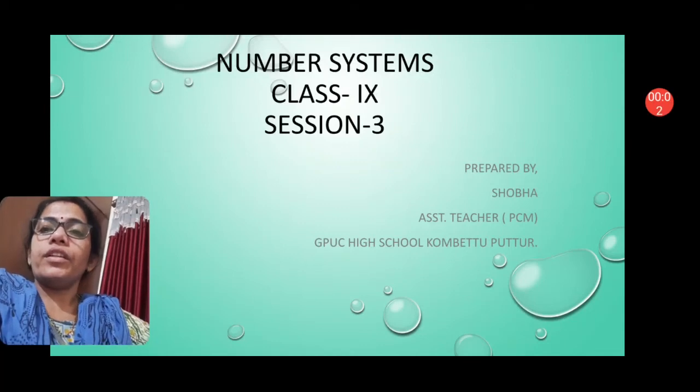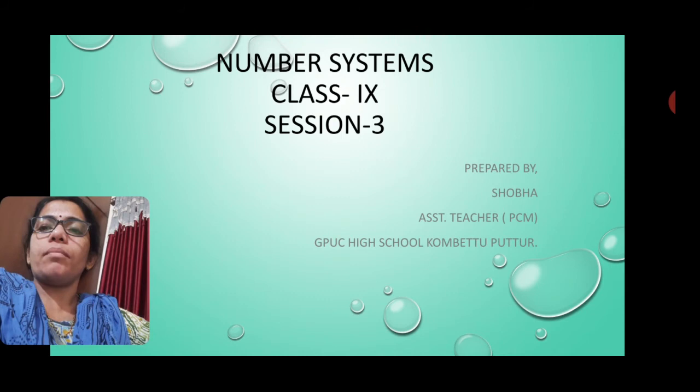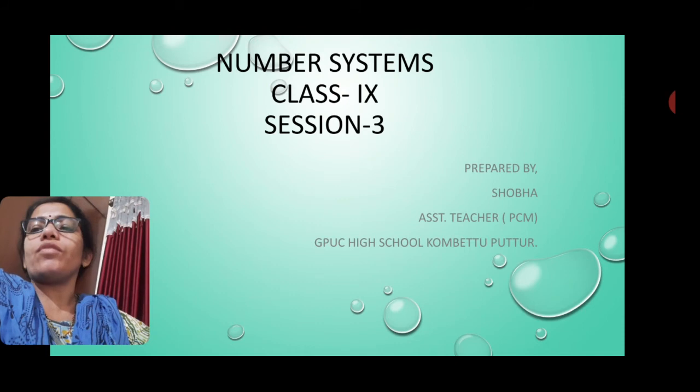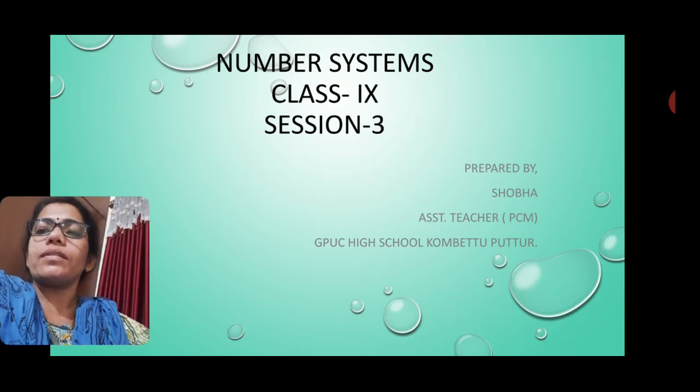Dear children, welcome to chapter Number Systems, session 3. In this video, we shall see how to express a real number in p by q form by solving some problems, and then to find an irrational number between any two rational numbers, and also classify the given list of real numbers into rational and irrational numbers.